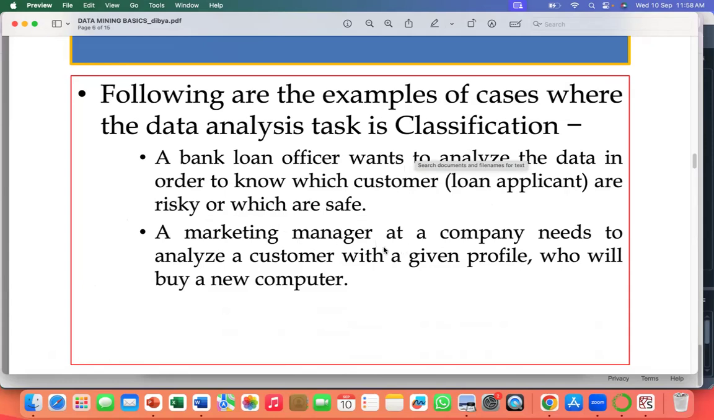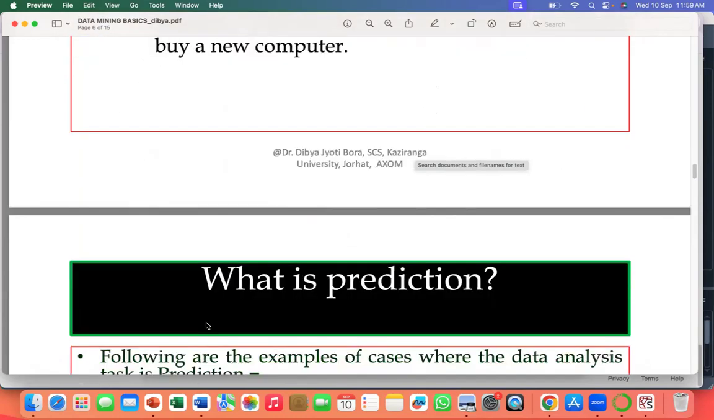Similarly, a marketing manager at a company needs to analyze which customer with a given profile will buy a new computer, because we don't need to show all the laptops to everyone, right? We have to show it only to those where there is a probability that he or she may buy the laptop. So the manager will try to classify the customers: this one has a probability of buying, and this one not. So these are some examples of classification.